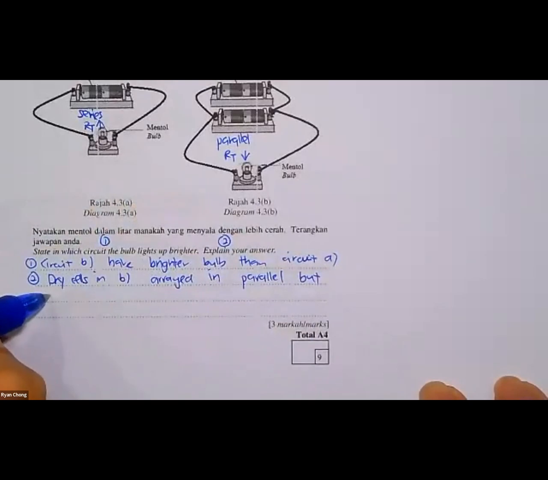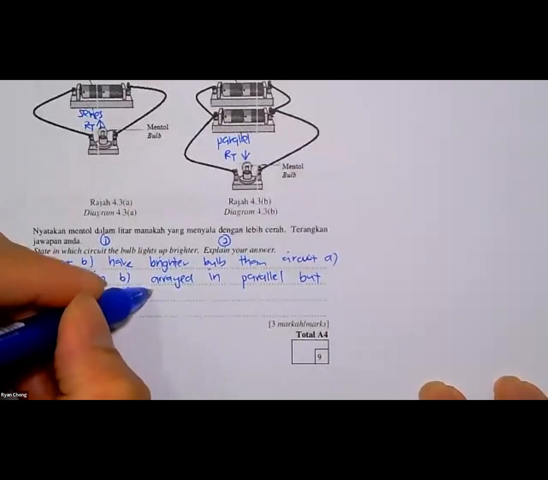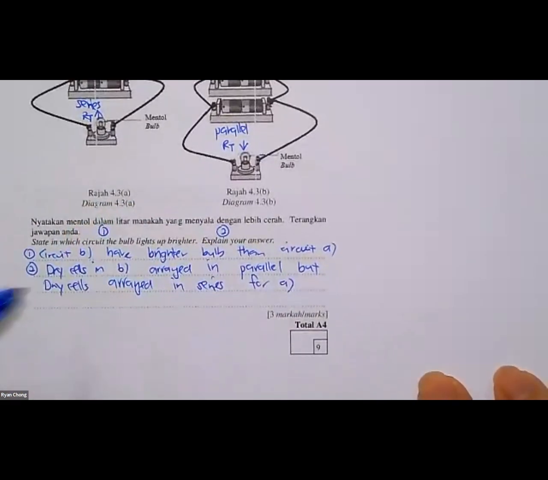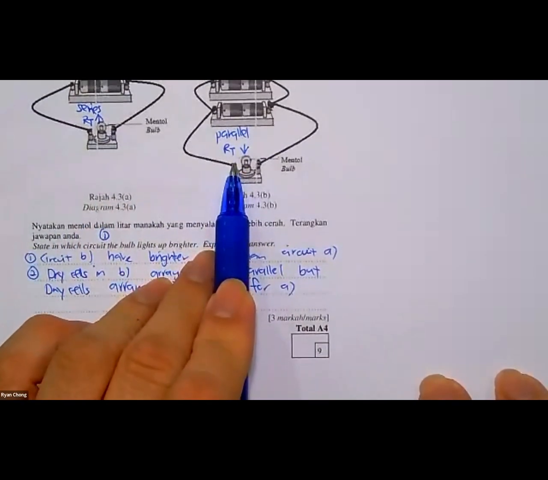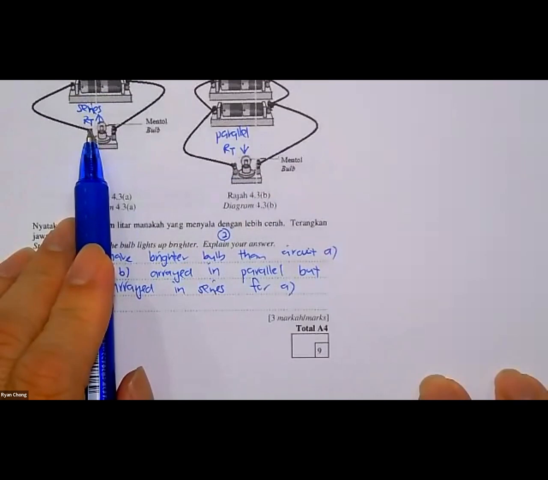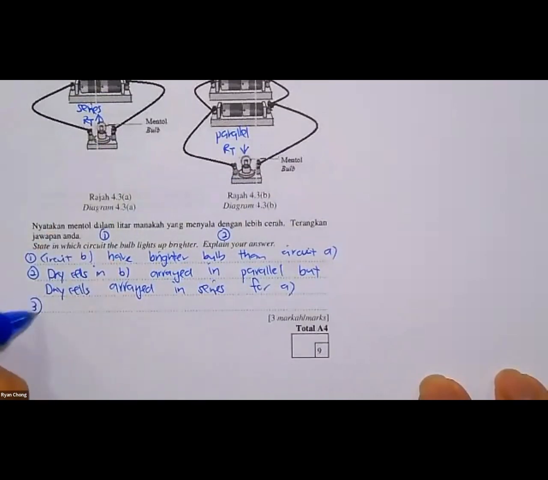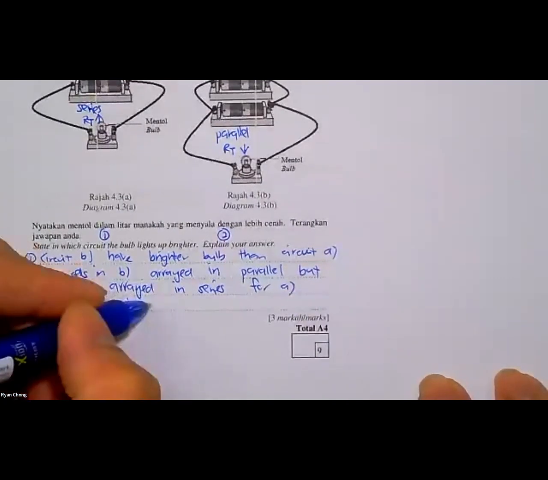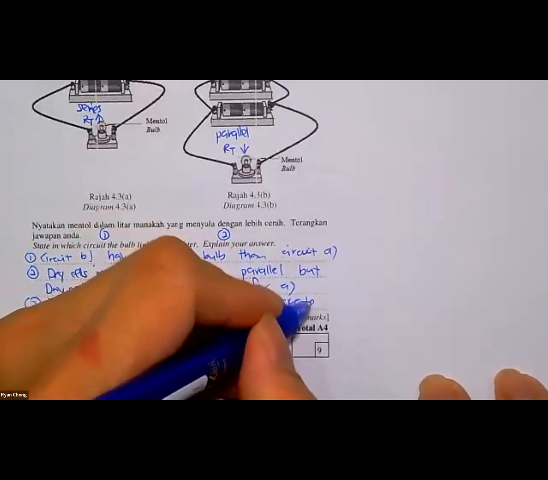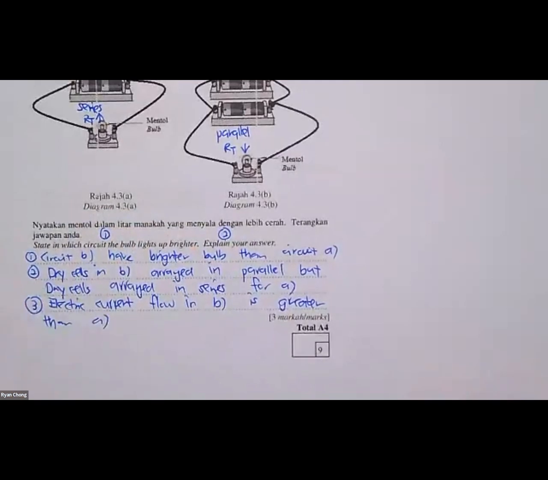But the dry cells are arranged in series in A. So smaller effective resistance gives you greater current. Higher effective resistance gives you smaller current flow. So the third mark will be: the electric current flow in B is greater than A. That's the reason.